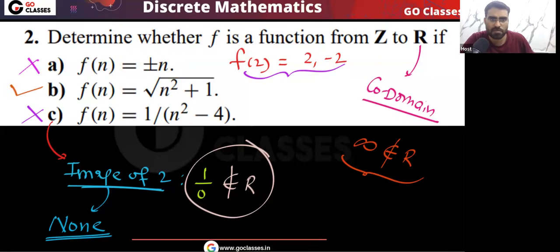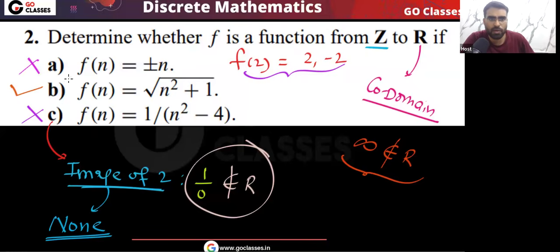Yes, this is a function. You can easily notice this is a function. Every integer has exactly one image. Is this clear? So you can see option B: every integer will have exactly one image.